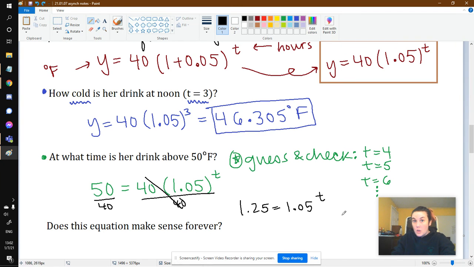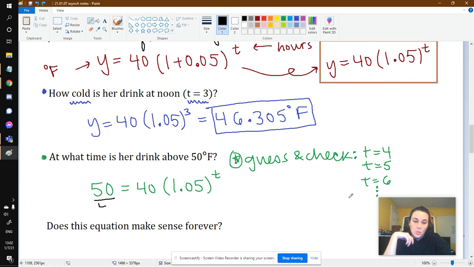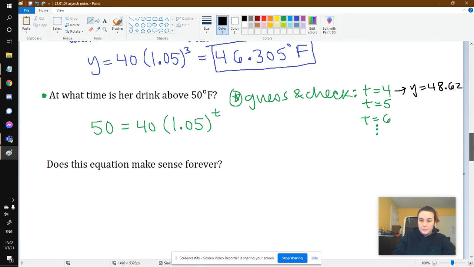What we end up doing is we take the log of both sides, which is something we don't know how to do yet, which we'll learn in Algebra 2. But for right now, we're just going to guess and check and figure out what's what for what. So when I plug in t equals 4, let me go back to my calculator. I'm going to plug in 4. I get y equals 48.62.